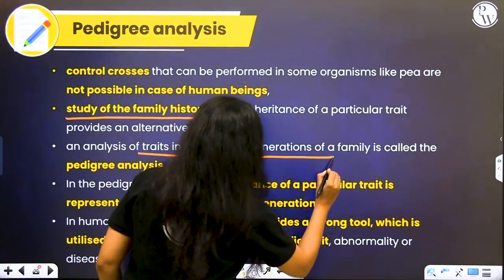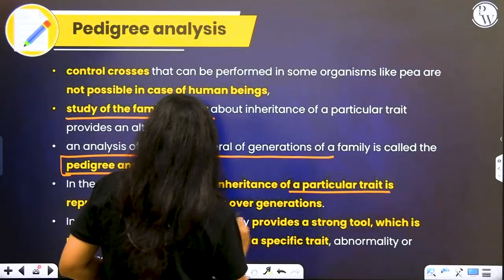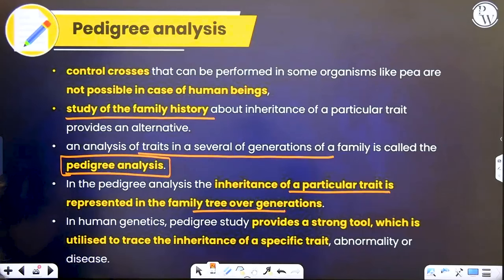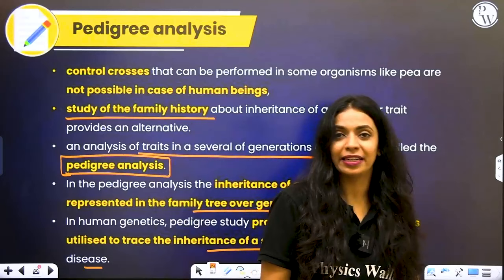So we analyze the traits in several generations of a family, and that is what we refer to as pedigree analysis. In a pedigree analysis, we study one particular trait over the course of several generations, and we represent that in the form of a family tree. So why is that important? In human genetics, it provides a very strong tool which is used to trace the inheritance of specific traits. It could be any abnormality or any disease. If you want to study the history of a disease, you can do a pedigree analysis.